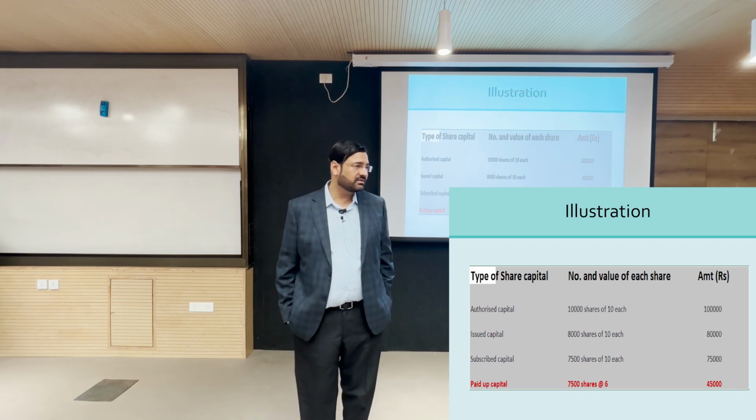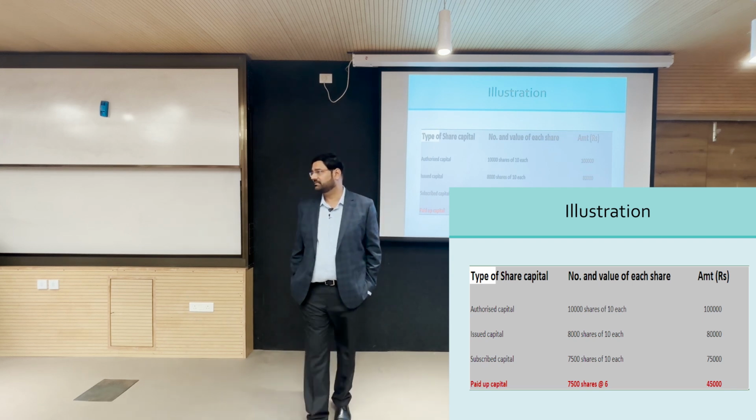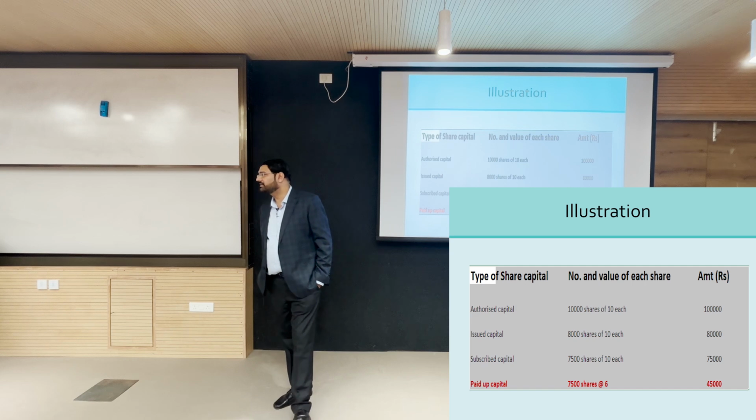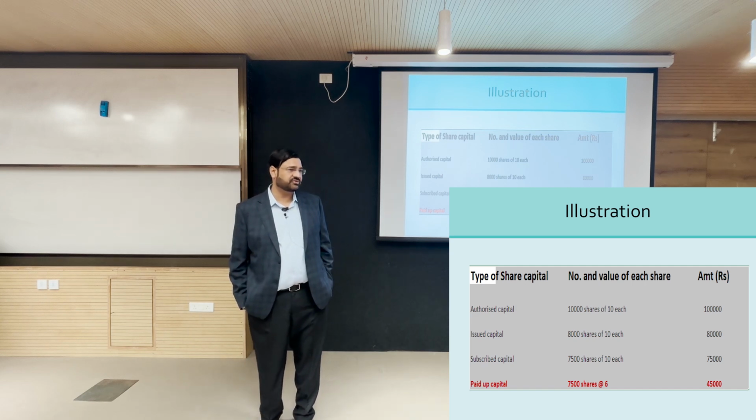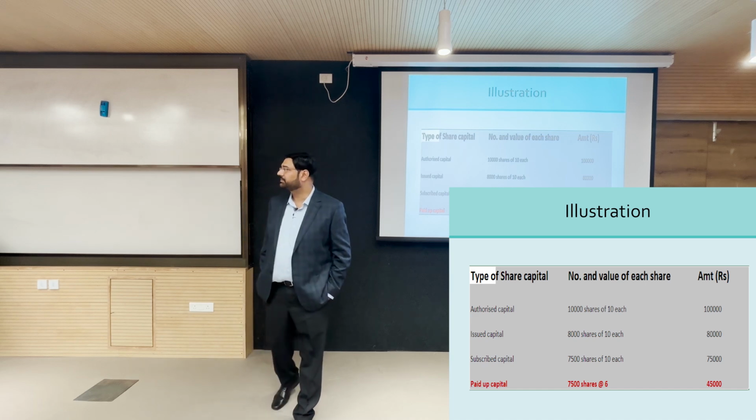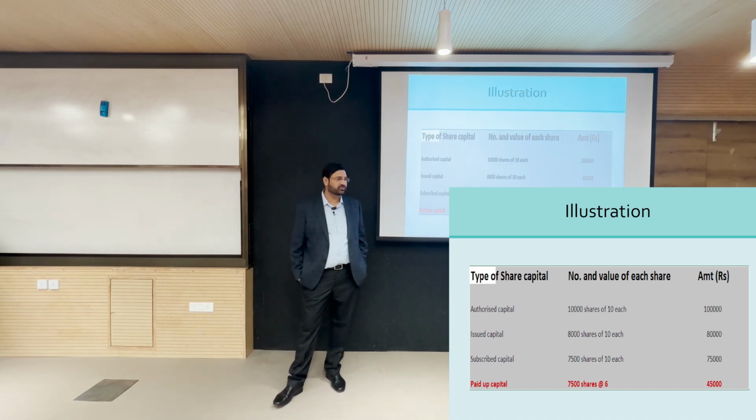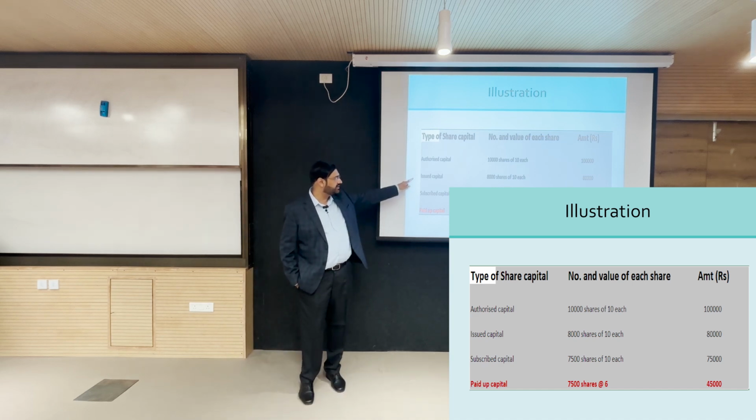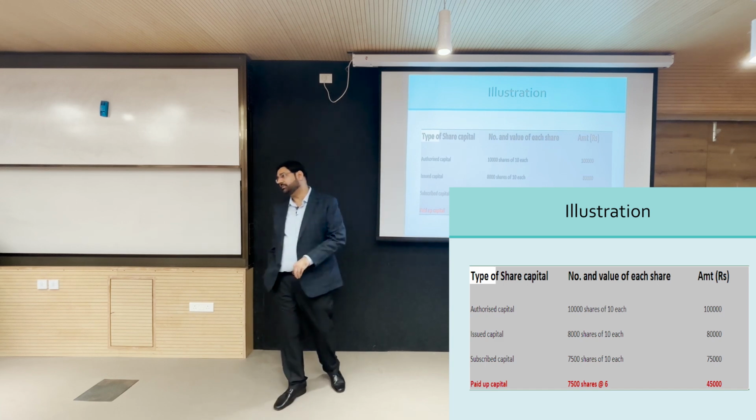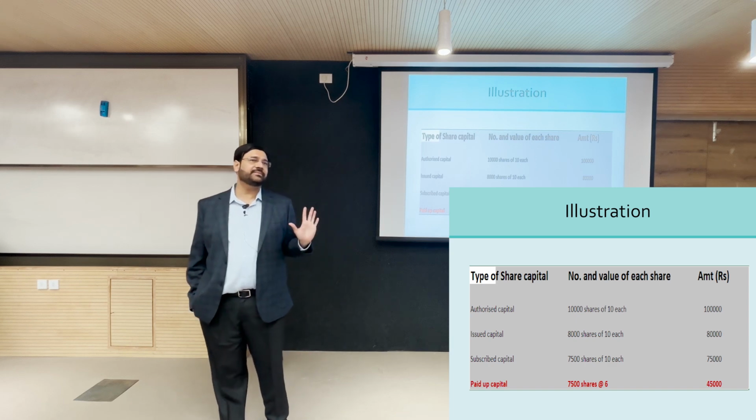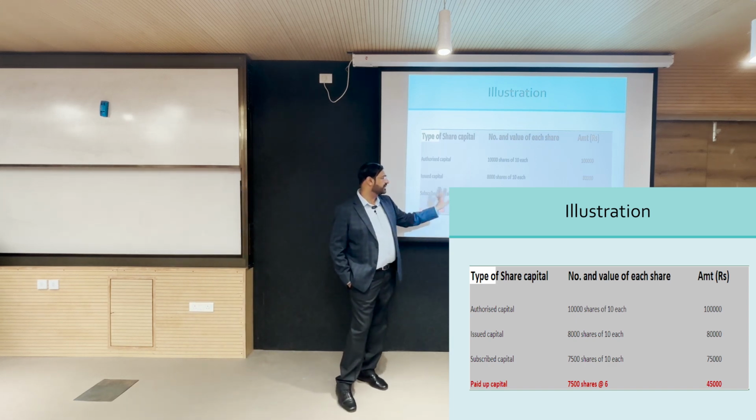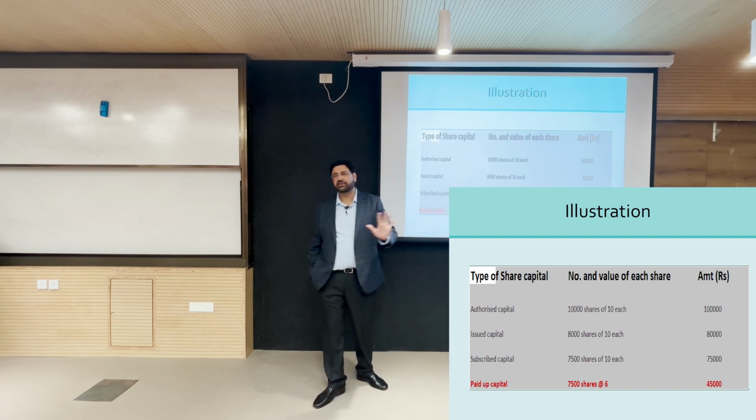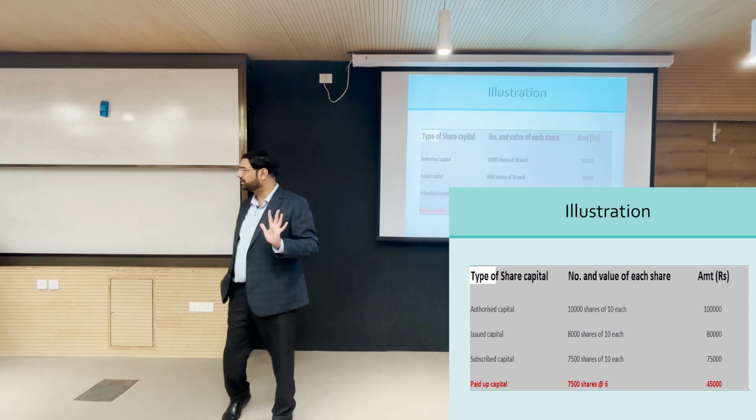Unfortunately for me, the IPO was not fully subscribed. The SEBI rules require that the IPO should be subscribed for minimum 90% of the issue size. So 90% of issue size was how much? 80,000 into 90%, so 72,000. Fortunately for me, I crossed that limit. How much was subscribed? 7,500 shares of 10 rupees each, so 75,000 is subscribed, right?